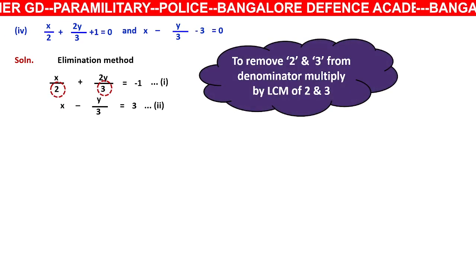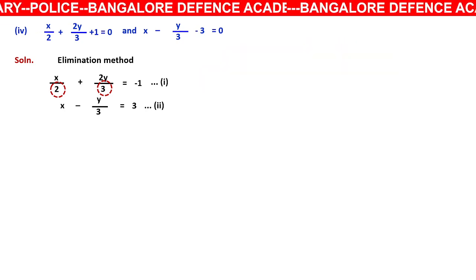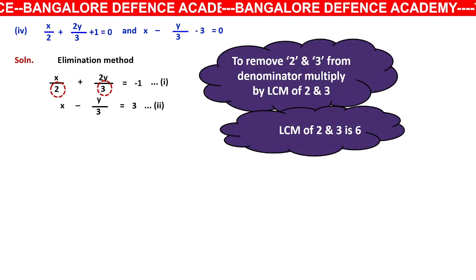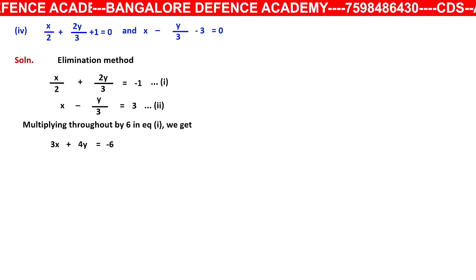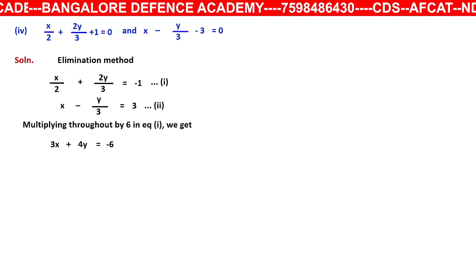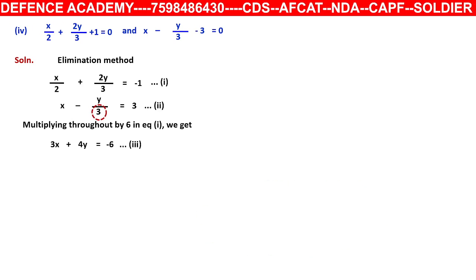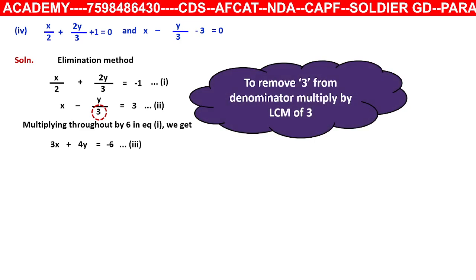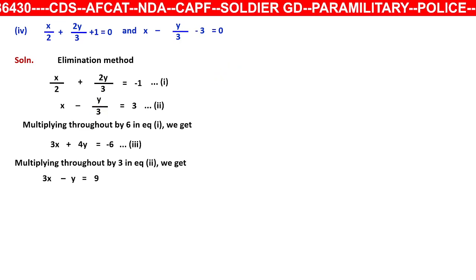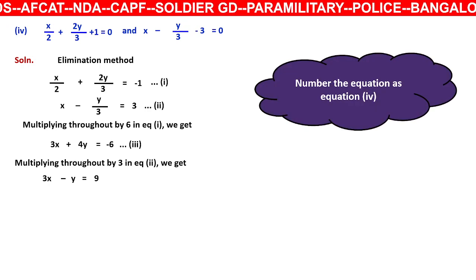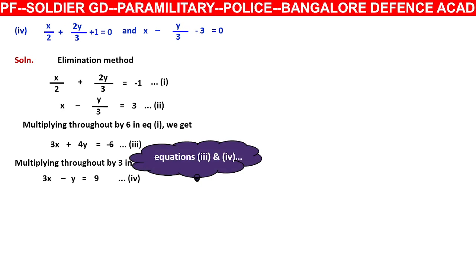Now, eliminating the denominator, you have to take the LCM. LCM of 2 and 3 is 6. So I am going to multiply 6 through the equation. Now you get the equation as 3x plus 4y is equal to minus 6. Now in the second equation, you have the denominator as 3. So the LCM is 3. So multiplying 3 with the equation, you get 3x minus y is equal to 9. So this is the fourth equation. Now you have to solve the third equation and the fourth equation.